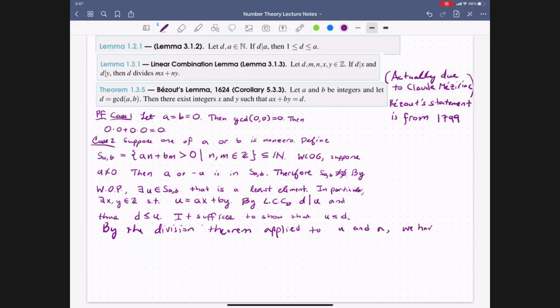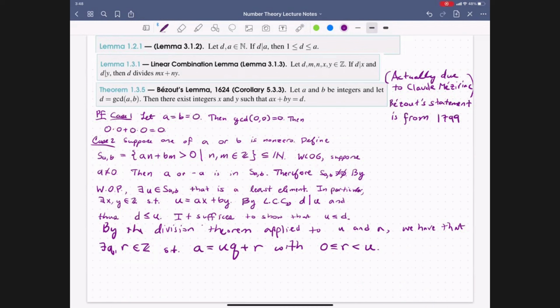we have that there exists Q and R in Z such that A is equal to U times Q plus R with 0 less than or equal to R less than U. And so we have this here. Now what I want us to keep in mind is that we know what U is. U is equal to AX plus BY. So let's go and use that.